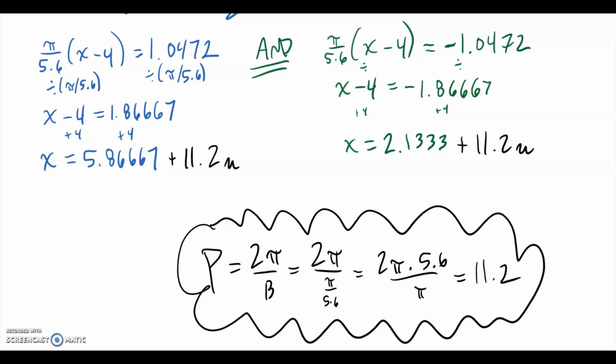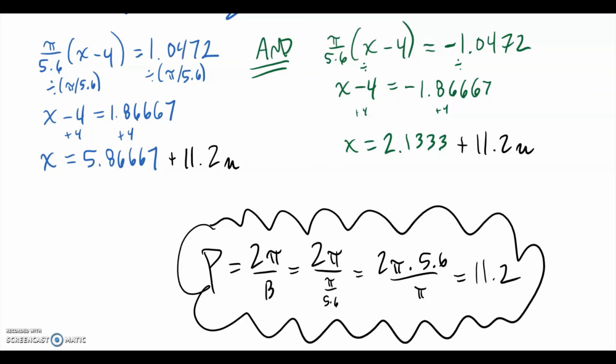Then this pi over 5.6 is like a multiplier, even though it looks crazy. So divide by that value over everything. Then add 4 on both equations. I end up with x equals 5.86667 essentially, and x equals 2.1333. Then we're solving for all solutions, meaning that I'm taking 2 pi divided by b, which is 2 pi divided by pi over 5.6. I'm at the bottom here. And then flip and multiply. I end up with 11.2 is my period, which gets added on in groups to the end.